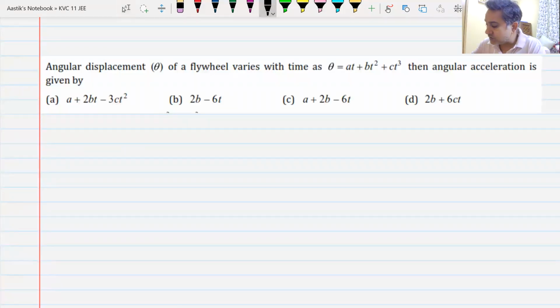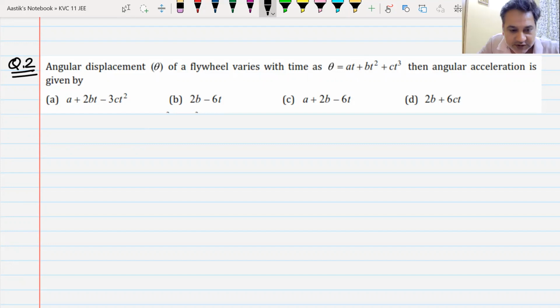This is the next question. I hope you can do it quickly so that we can move on to the other things quickly. The angular displacement of a flywheel varies with time as given. What is the angular acceleration? How do you find the angular acceleration? I'll give you 2 minutes. Once you're done, please let me know.